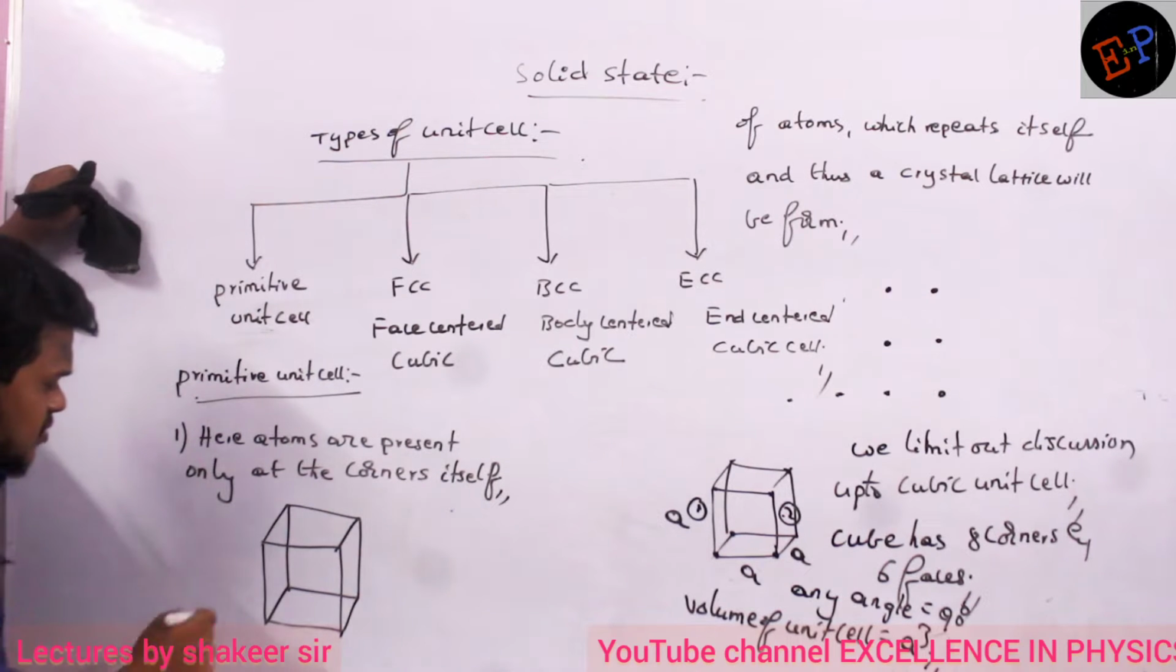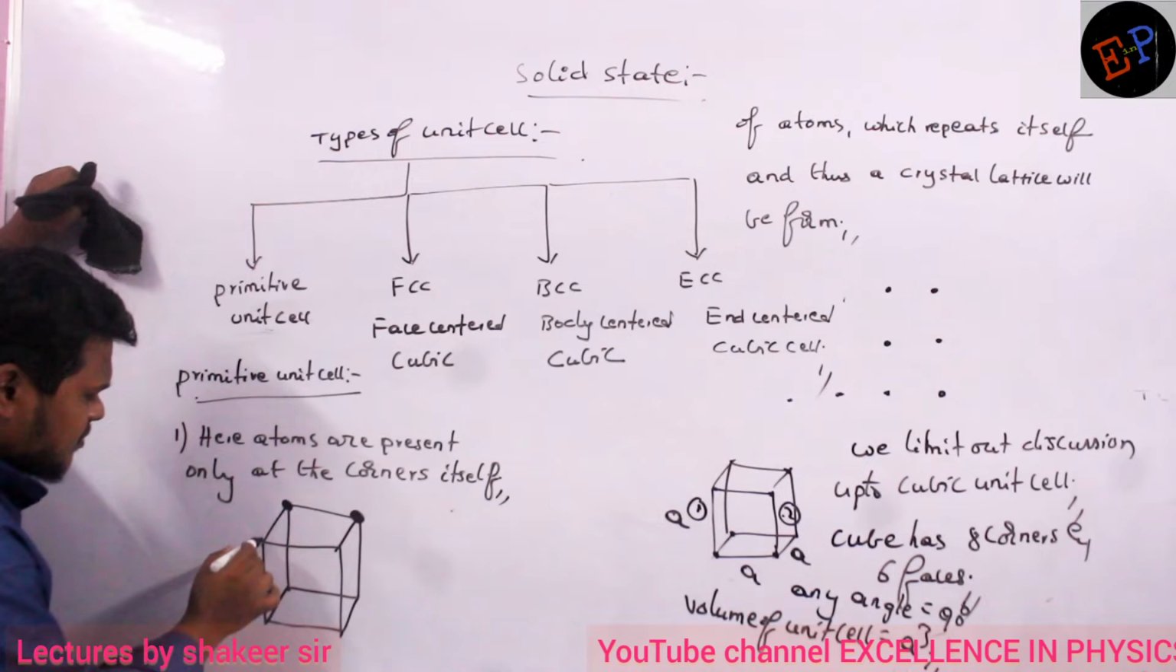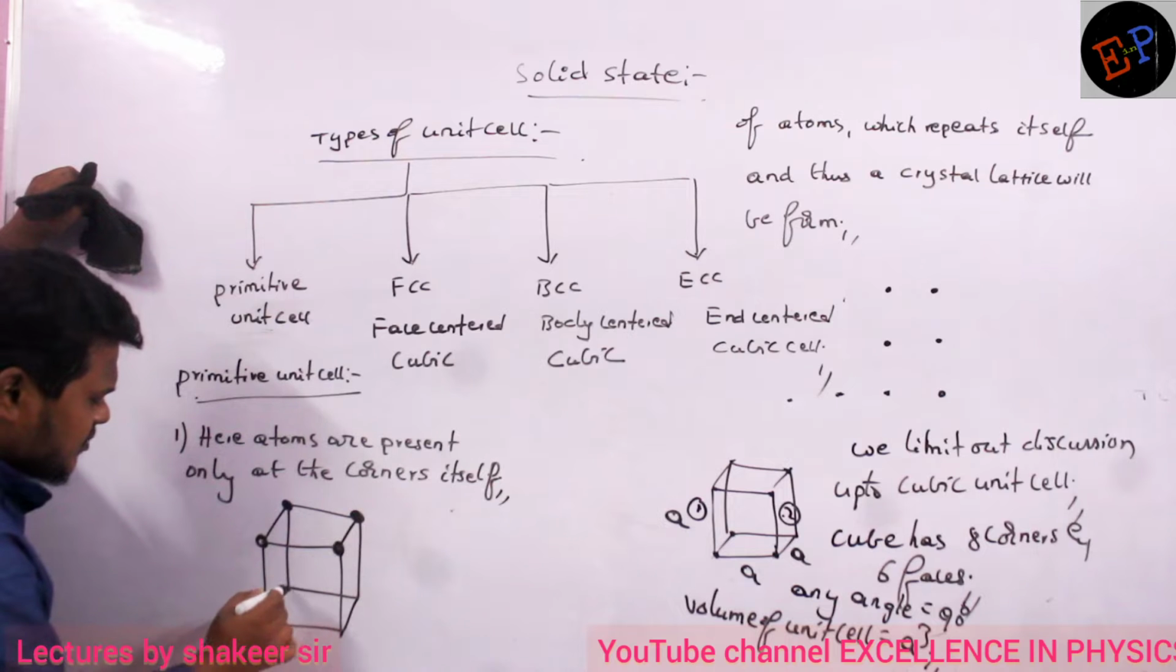This one. So here there will be one cell, one atom. Here there will be one atom. Here there will be one atom. Here there will be one atom. Another atom, another atom, another atom and another atom.